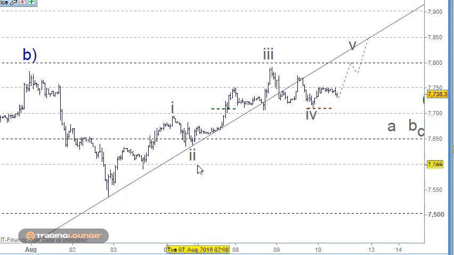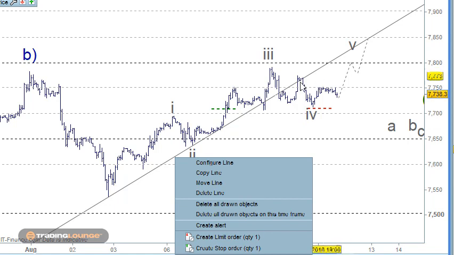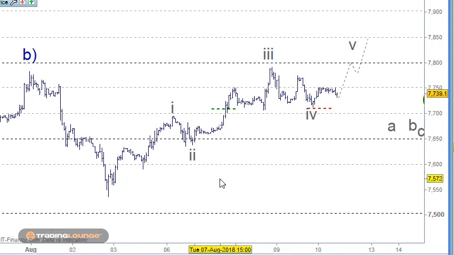So we don't need that. Wave 4 breaks the trend channel as well in Elliott, that's what it does. So taking the lower wave 1 to wave 2 here, I would expect wave 4 to break the trend channel. So that's how that's looking.